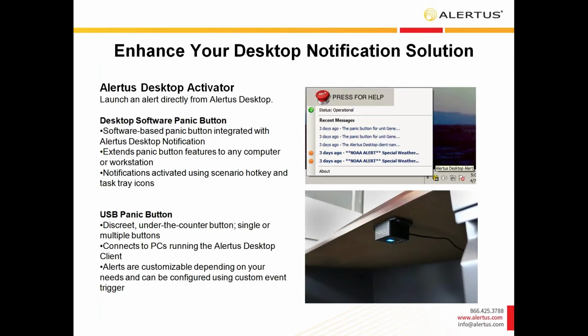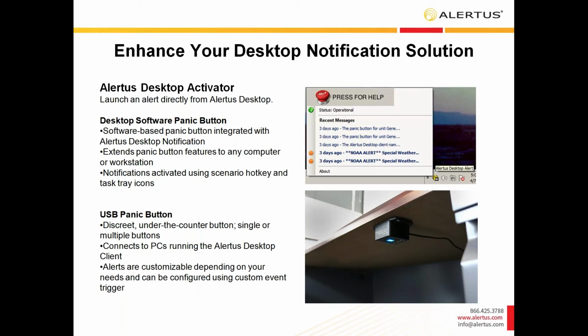So obviously the desktop alerting is great. It's pretty simple to understand. You have a lot of customized features, but we do have the ability to really enhance that process. And some of the other things that are available with the desktop notification is our Alertus Desktop Activator. So what ultimately this is, it's a desktop software panic button and a USB panic button that can be added on that ultimately gives that user that's sitting at that desk the ability to notify campus police, security group, whoever you deem wants to receive that alert on a security level.